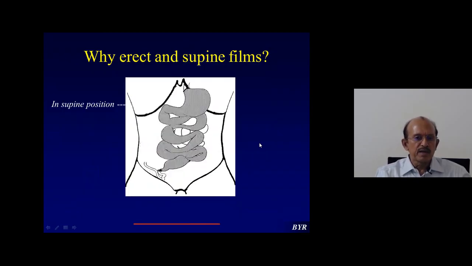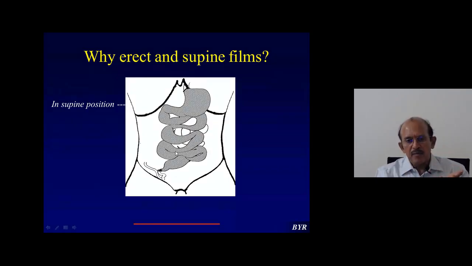In supine position, what happens? Let us see. When the patient lies supine, then what happens? All the fluid filled loops will go to the bottom. You can see these loops. These clear loops are the fluid filled loops. And these black or gray shadow loops are the gas filled loops. So the gas filled loops float to the top, and fluid filled loops go to the bottom.